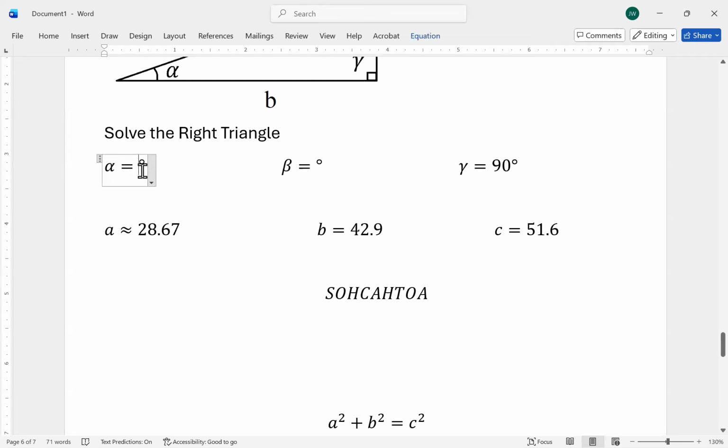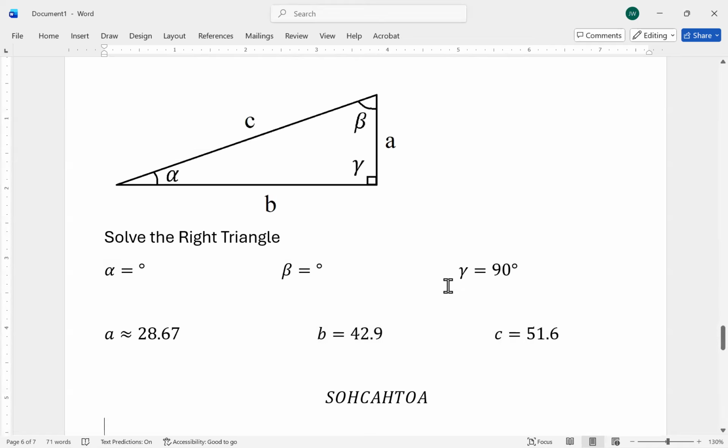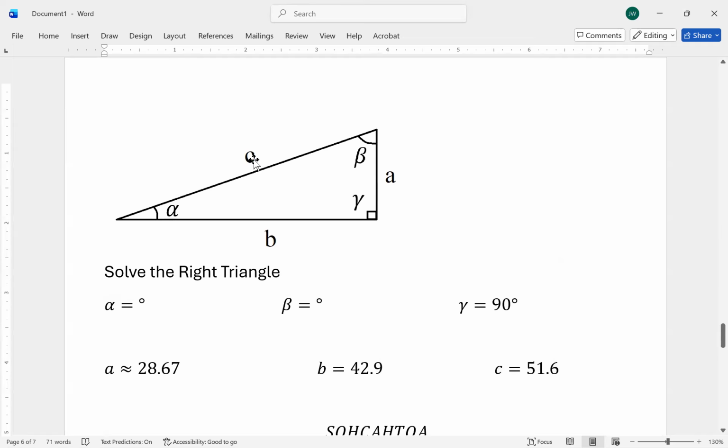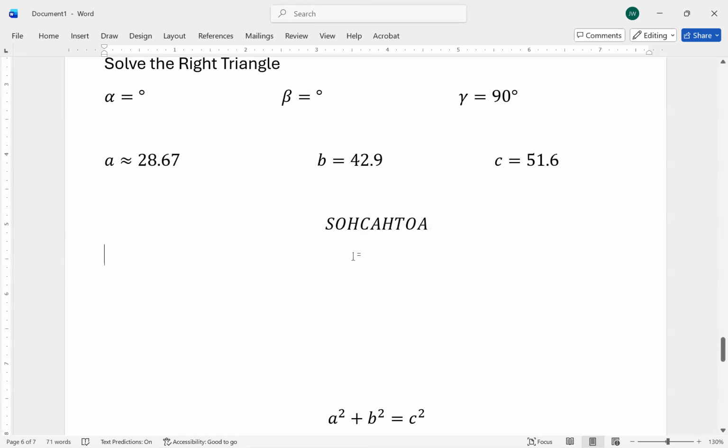Now, we could have also found alpha or beta first if we would have liked, using the relationships of SOHCAHTOA. Here's what I'll do. Let's say we know B and we also know C. If I want to find alpha, well, cosine of alpha is going to be B over C. So cosine of alpha is equal to B over C. And I already know that B is 42.9 and C is 51.6.